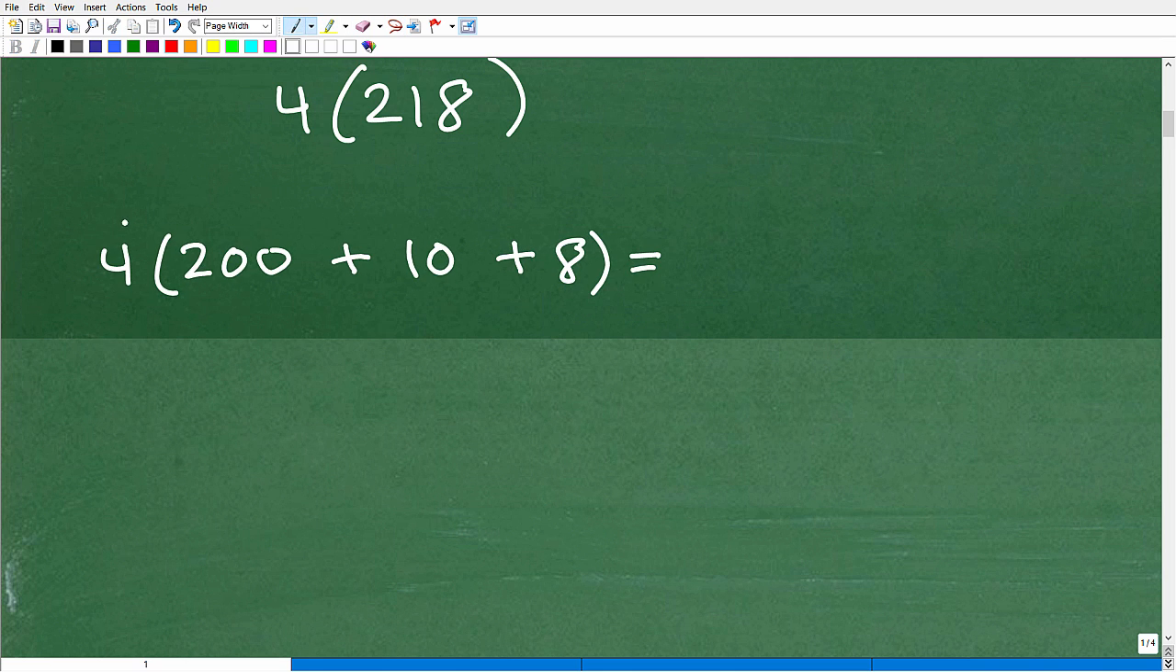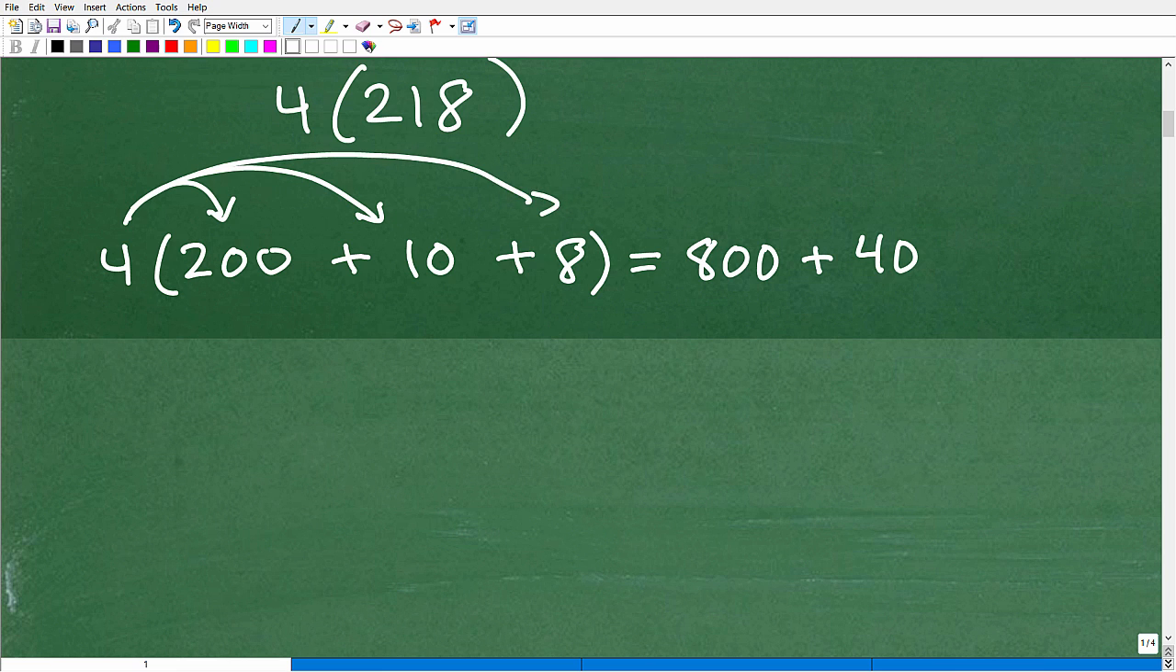All right, so 4 times 200, hopefully you're saying, oh, okay, that's 800. That's pretty easy to figure out in our head, right? That's just kind of like mental math. 4 times 200, that's 800. 4 times 10 is going to be 40. And then 4 times 8 is going to be 32.